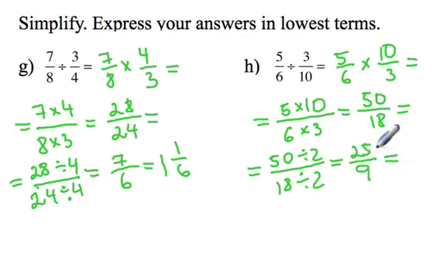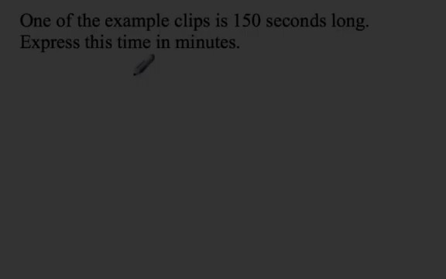Now we have an improper fraction that we can write as a mixed number. 9 fits fully into 25 twice, and that's 18. 2 times 9 is 18. So now if we subtract 18 from 25, we have 7/9 left over. So the final answer is 2 and 7/9.